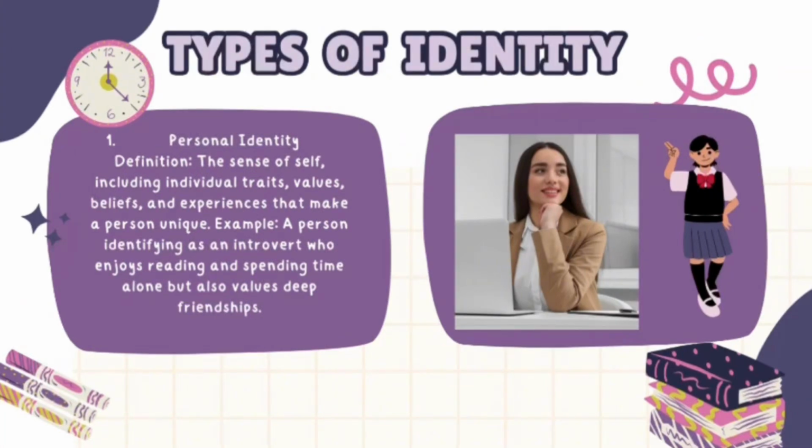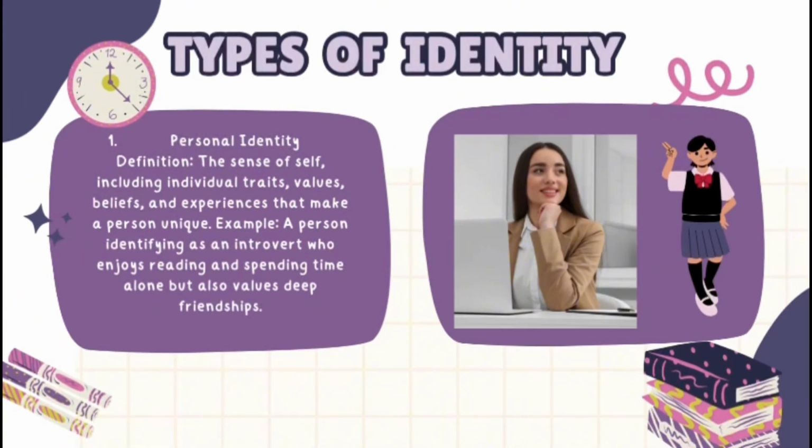There are types of identity. The first one is personal identity. Personal identity is the sense of self, including individual traits, values, beliefs, and experiences that make a person unique. For example, a person identifying as an introvert who enjoys reading and spending time alone, but also values deep friendships.